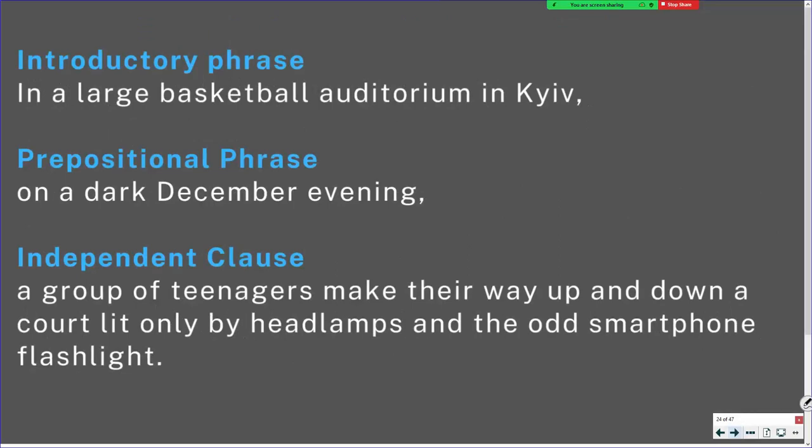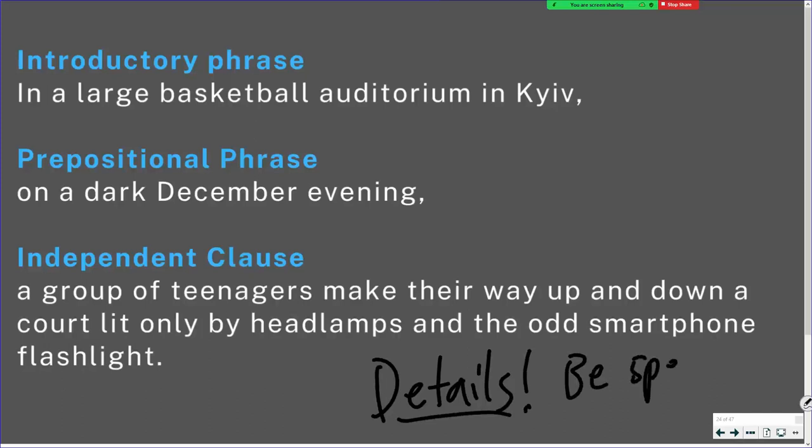So in a large basketball auditorium in Kyiv, on a dark December evening, a group of teenagers make their way up and down a court lit only by headlamps and the odd smartphone flashlight. So this is great, this last one. Those details are great, right? And the two words I repeat over and over again in this course are be specific, right? So we have smartphones lighting up the way. We've got people wearing headlamps. So the writer, in just a few words, has painted a really good picture here.